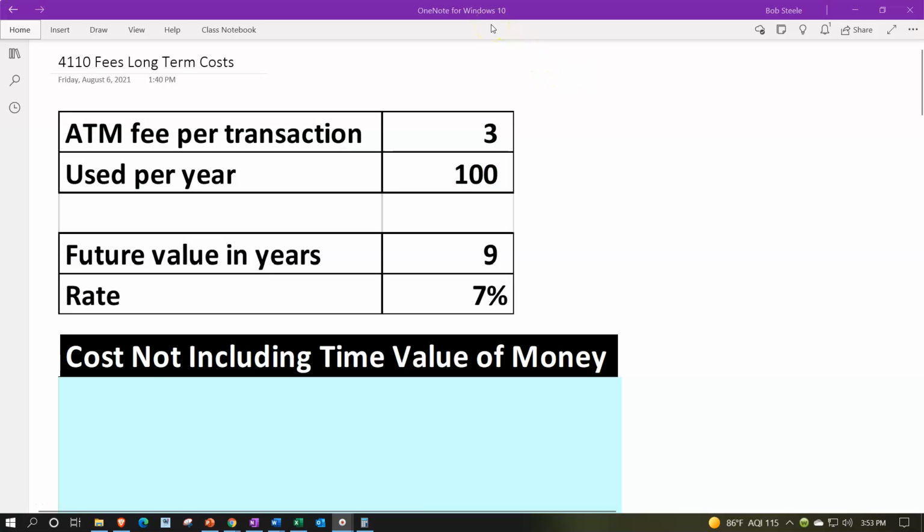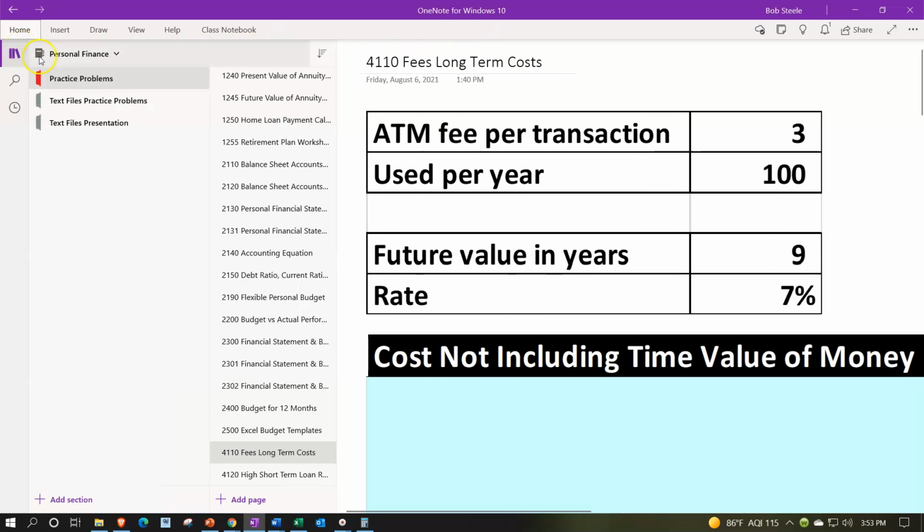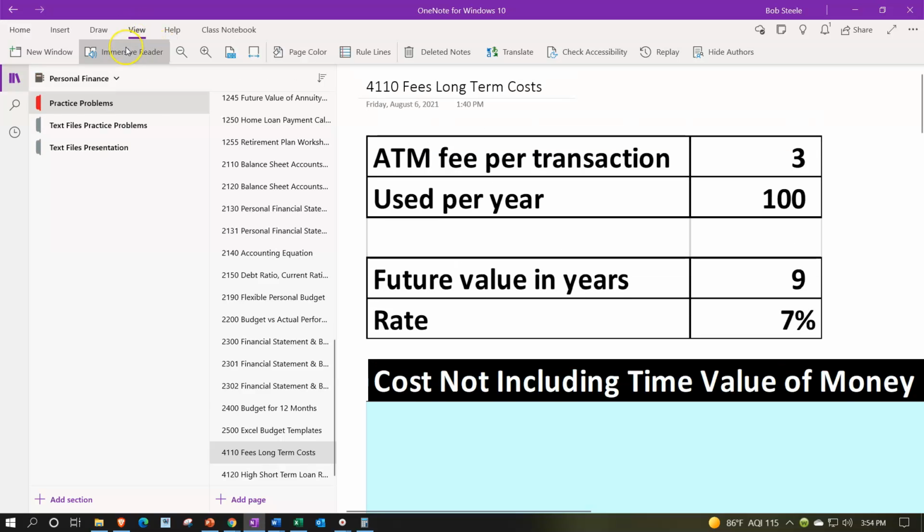If you have access to OneNote and would like to follow along, you're not required to, but if you would like to, we're in the icon on the left-hand side of the Practice Problems tab, down in the 4110 Fees, Long-Term Costs tab. Also note, when using OneNote, take a look at the Immersive Reader tool.